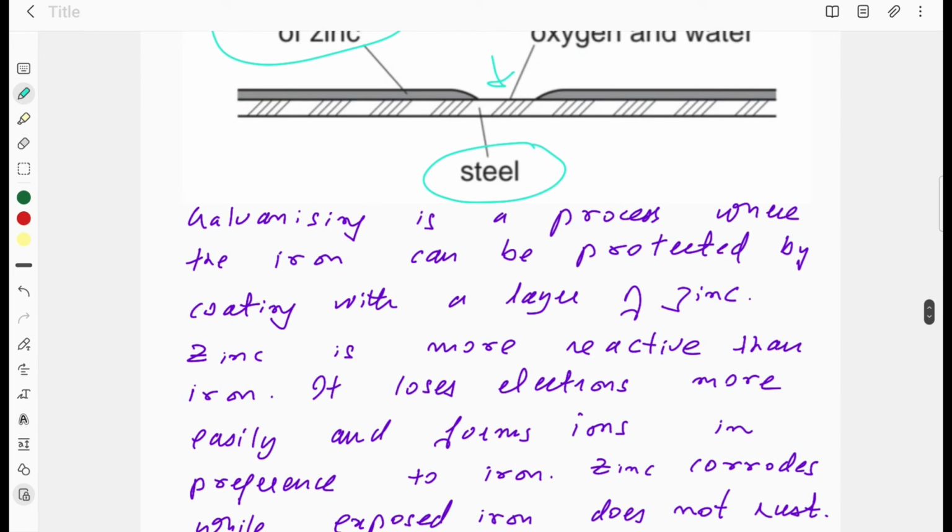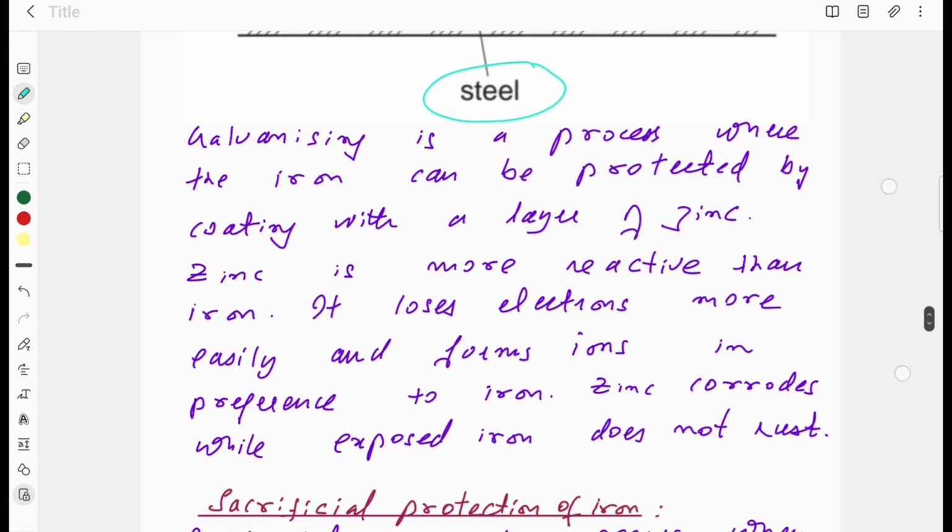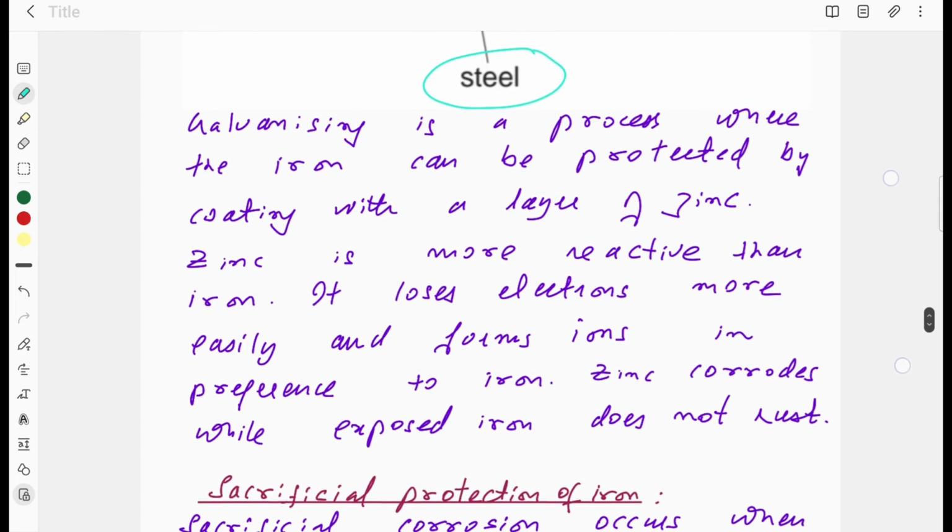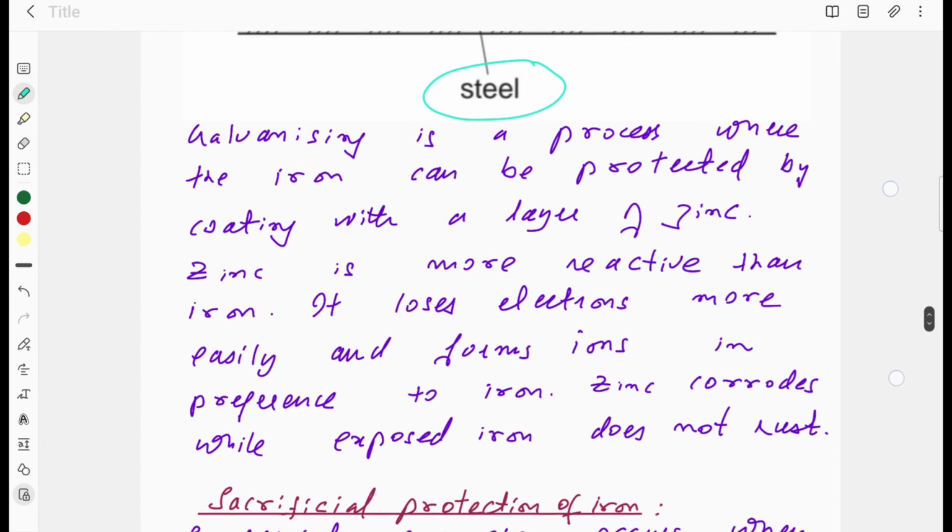Galvanizing is a process where the iron is protected by coating with a layer of zinc. Zinc is more reactive than iron. It loses electrons more easily and forms ions in preference to iron. Zinc corrodes while exposed iron does not rust.